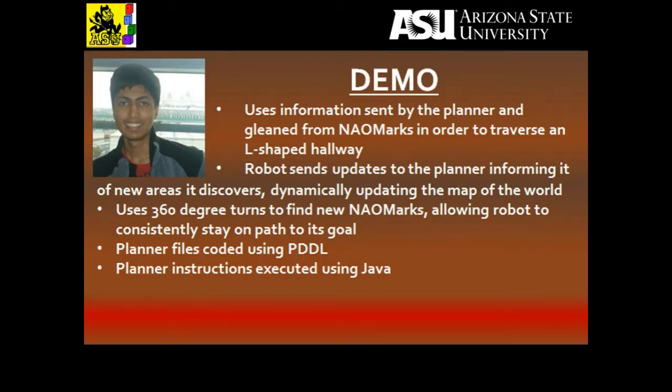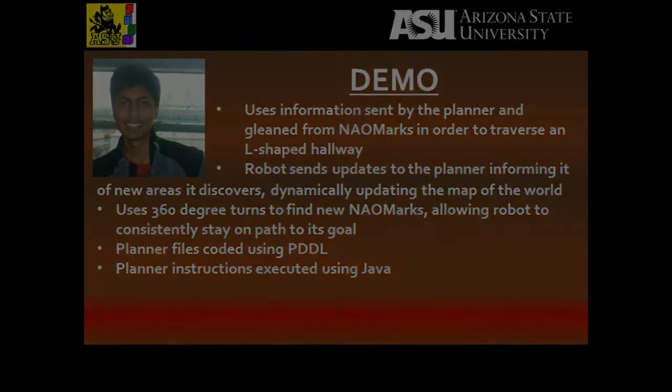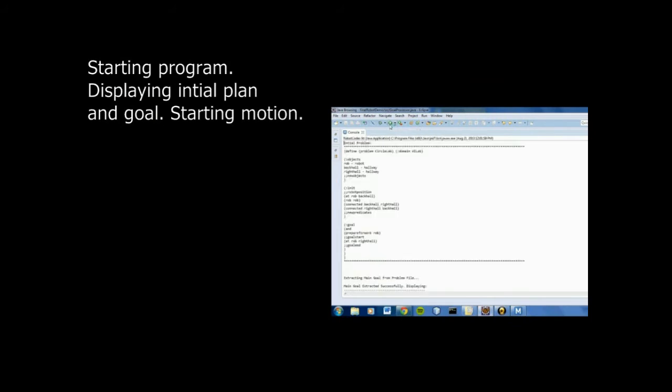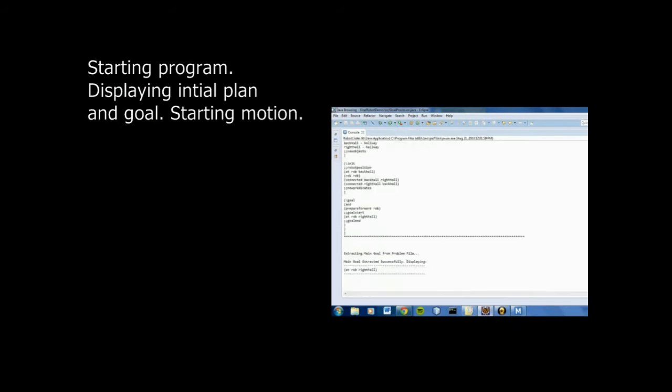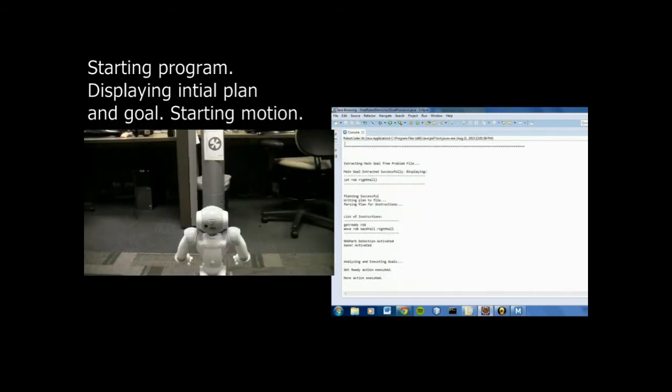Alright, as for my demo, I did mine in Java to essentially have it detect all the now marks that were located in the room. So basically what it does is it will start at one now mark, and every time it sees a new now mark, it will head toward it until there are no more new now marks to be detected.